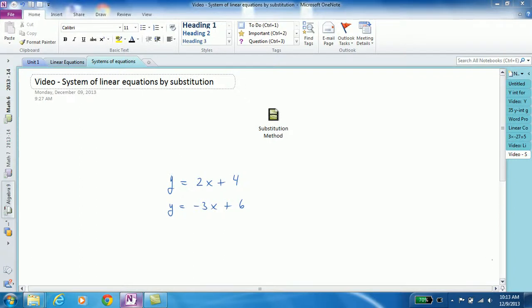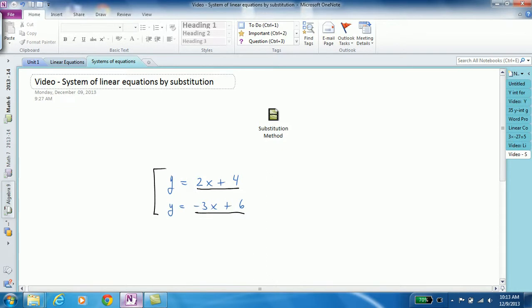This video is going to cover the solving of systems of equations by the substitution method. If we have two lines that are not parallel, they intersect somewhere, and we're going to try to find out where they intersect. The substitution method is when you have y equals something and y equals something else.